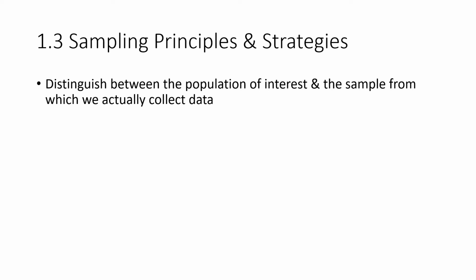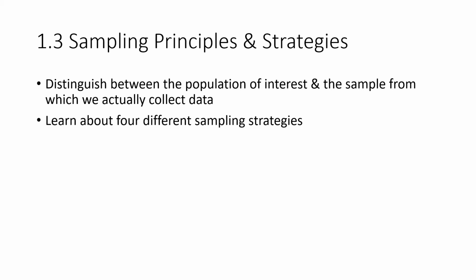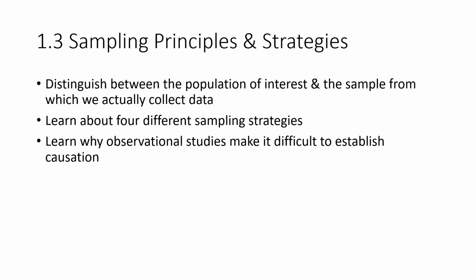We'll learn to distinguish between the population that we're really interested in and the sample from which we actually collect data. And then we know that if we're trying to use a sample to learn about some larger population, we want to be careful to make sure we select a sample in a way that's going to be representative of that population. And we'll learn about 4 different sampling strategies that are sometimes used to choose the sample.